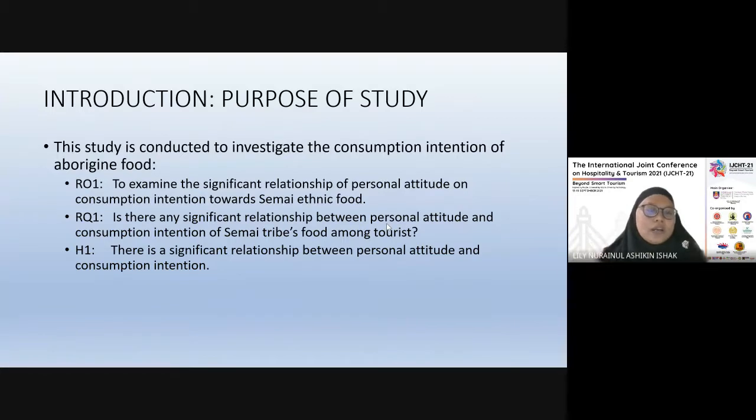So this is our research objective. The research objective is to examine the significant relationship of personal attitude on the consumption intention towards Semai ethnic food. The research question is: is there any significant relationship between personal attitude and consumption intention of Semai tribe food among tourists? And the hypothesis is that there is a significant relationship between personal attitude and consumption intention.